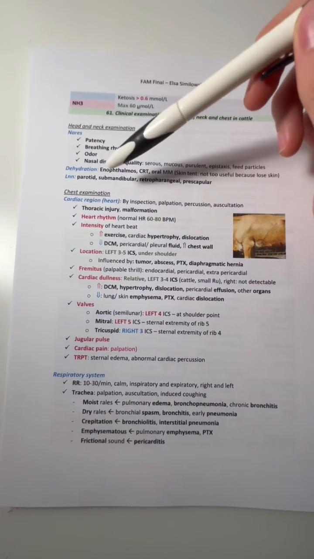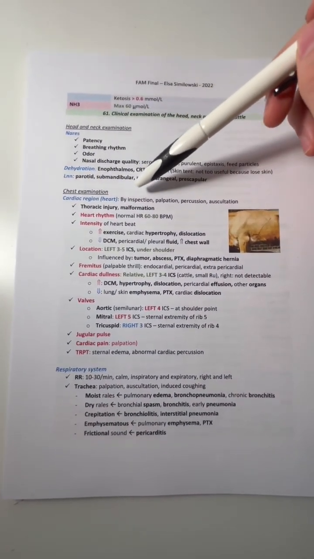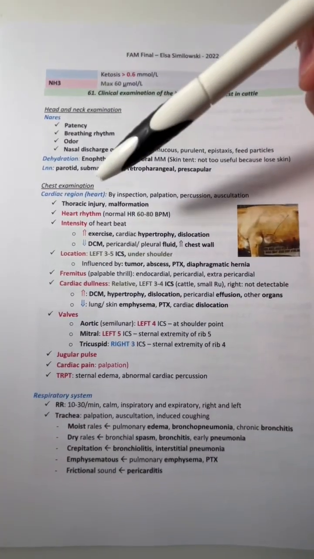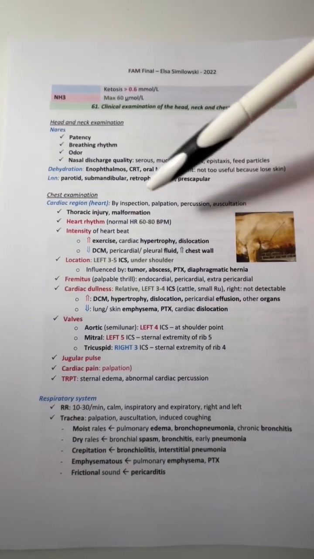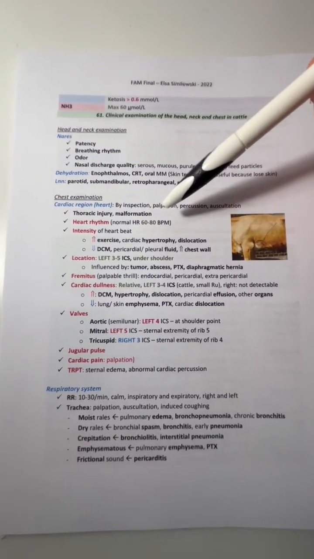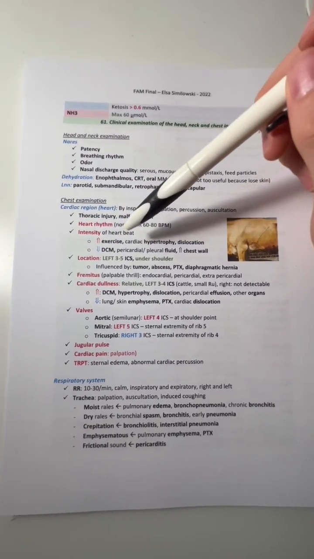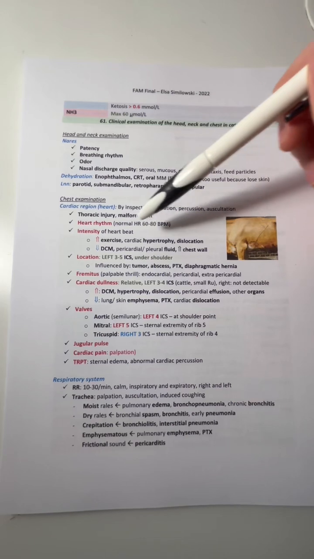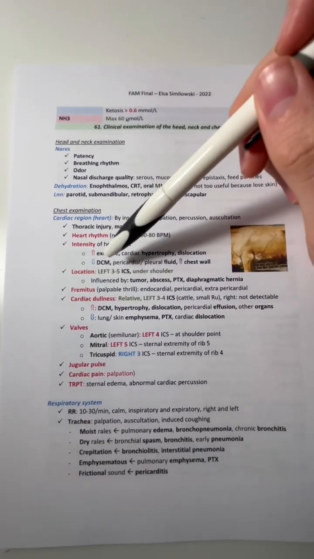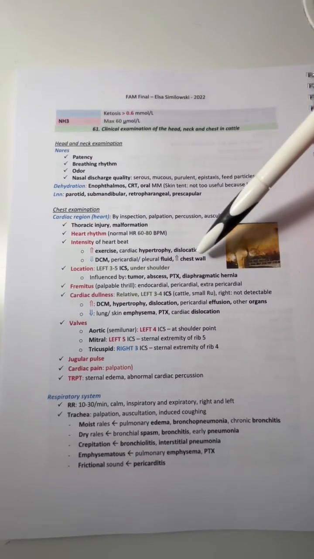In the chest examination, check the cardiac region, so the heart, by inspection, palpation, percussion, and auscultation. See if there's any thoracic injury or malformation. Check the heart rhythm. The normal heart rate of a cow is between 60 and 80 beats per minute. Check the intensity of the heart. It will increase if there's cardiac hypertrophy, exercise, or dislocation. The heart intensity will decrease if there's dilated cardiomyopathy or increased pleural fluid, or a thickened chest wall.